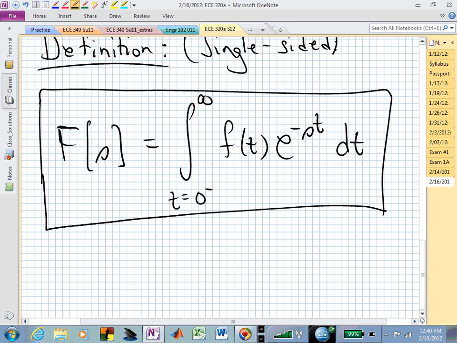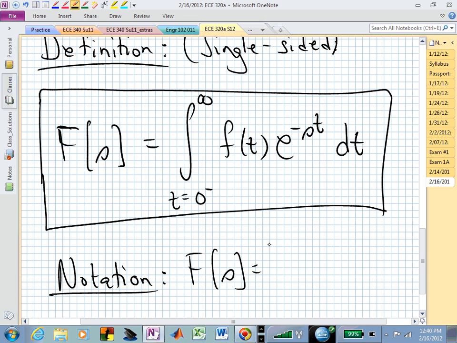And the notation is, I will try to write these script L's, that's the Laplace transform. If we take the Laplace transform of little f of t, that's going to be defined as capital F of s. Let's look at an example just to get us started.